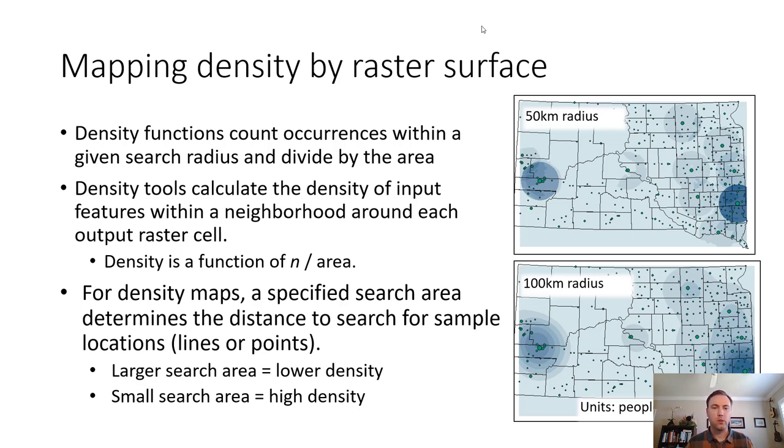As I said before, a large search area leads to a lower density, and a small search area leads to a higher density, because it's all about number of objects divided by area. That's not necessarily always true if there happen to be a huge number of objects evenly distributed. But generally speaking, events or objects tend to cluster. So if you have a small search radius around a cluster, then it's going to lead to a higher density. If your cluster remains the same, but you include a larger search radius, then that density goes down because you have a larger denominator, essentially the search area.